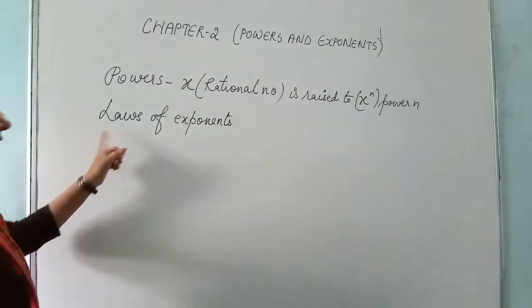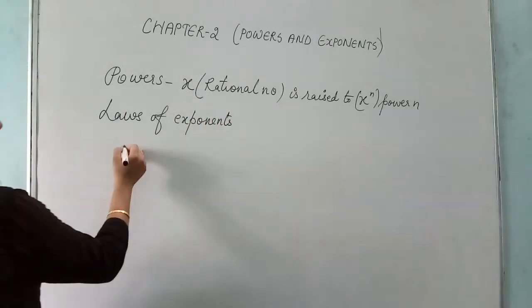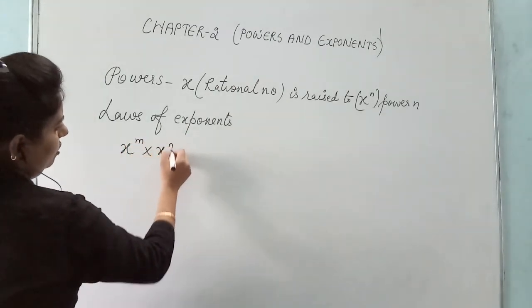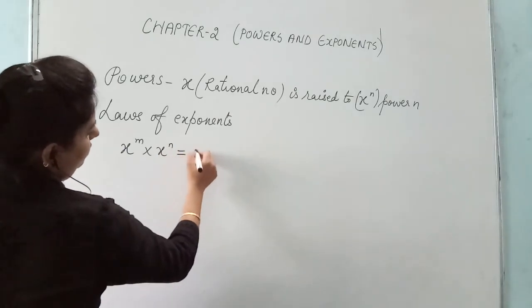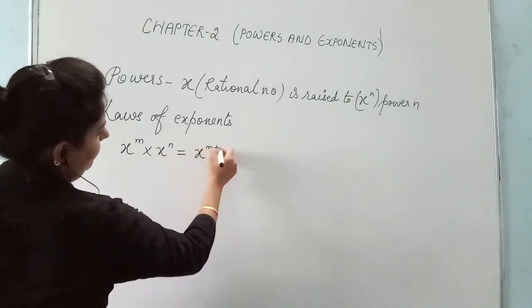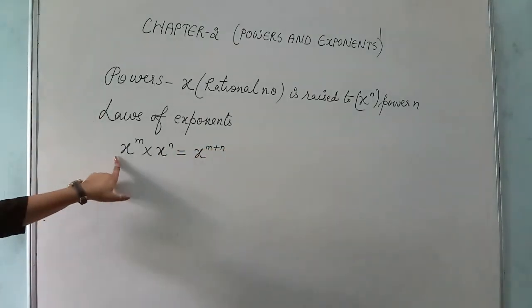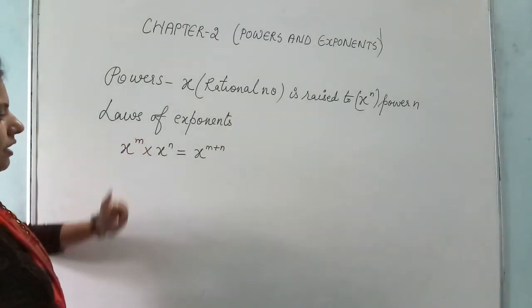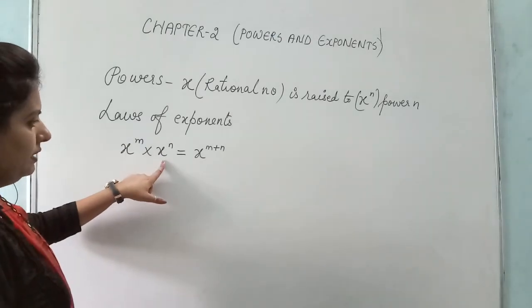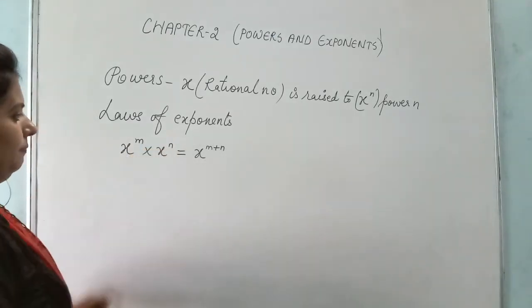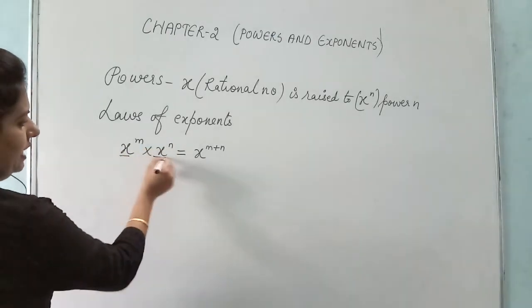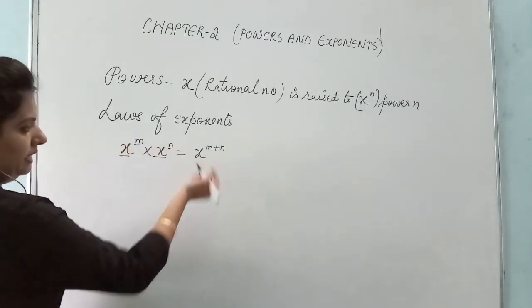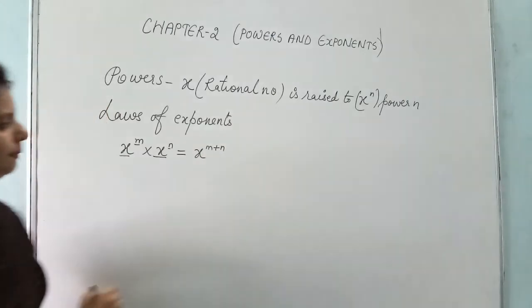Laws of exponents of rational number. Our first law is x^m into x^n is equal to x^(m+n). What does it mean? If a rational number is given whose power is m, and another rational number is given whose power is n, means both the bases are same, so what we will do? We will add the powers. Here base is x, so it will become m plus n.